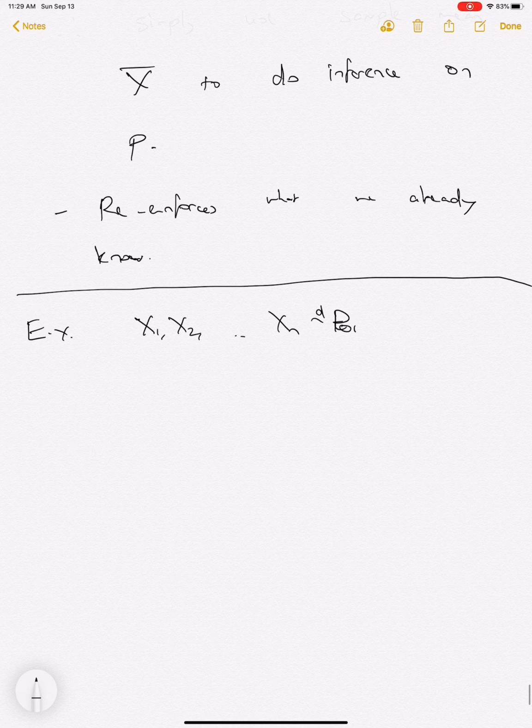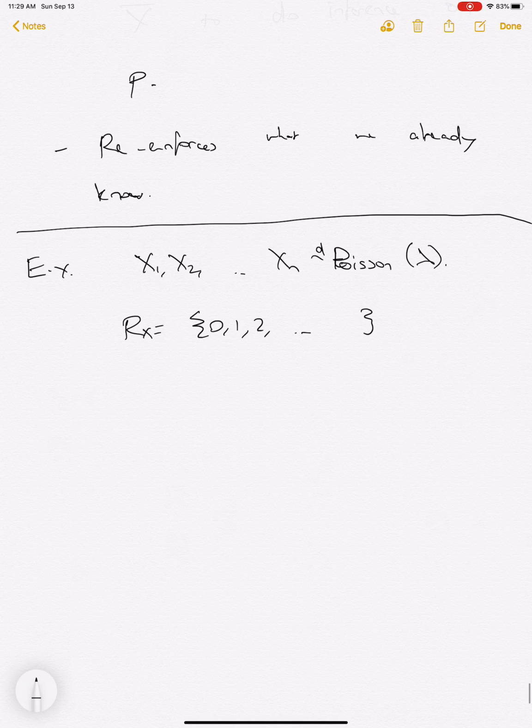So we're going to look at the case where our data here has a Poisson distribution. We know that the range of x for a Poisson is all non-negative integers. And we also know that the Poisson distribution has this population PMF.